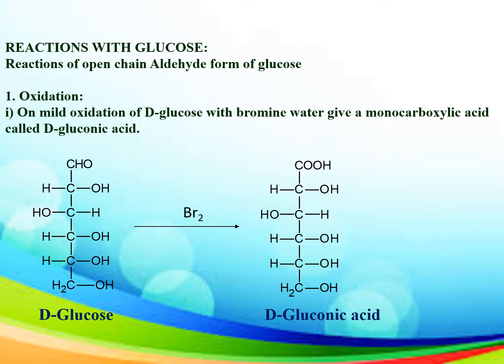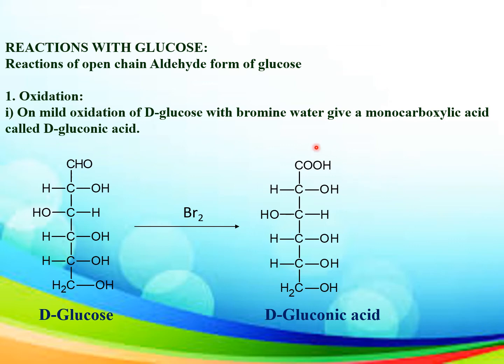First one is oxidation. Here you use bromine. Bromine is a mild oxidizing agent. On mild oxidation of D-glucose with bromine water, we get a monocarboxylic acid. Here D-glucose reacts with bromine water, which is a mild oxidizing agent. We get D-gluconic acid. D-gluconic acid, if we see the structure, CHO aldehyde is converted to acid.